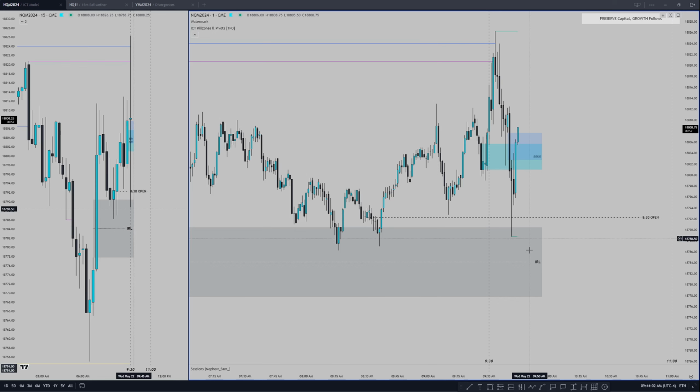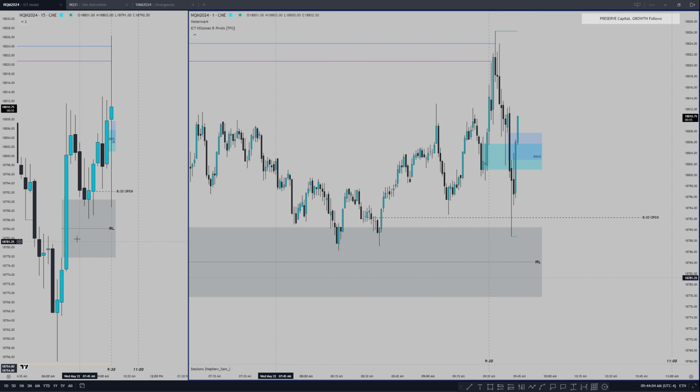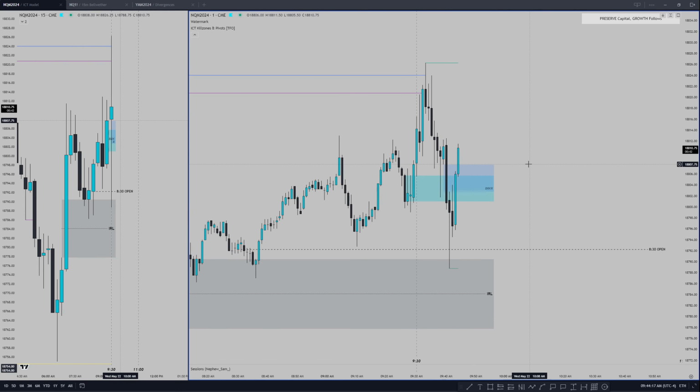Look at the reaction off of this portion. There you go. Trim the IRL. Reacted off that. Where the wicks are, I'm not counting the wicks as efficient price delivery. There you go. We're already closing through the breaker.